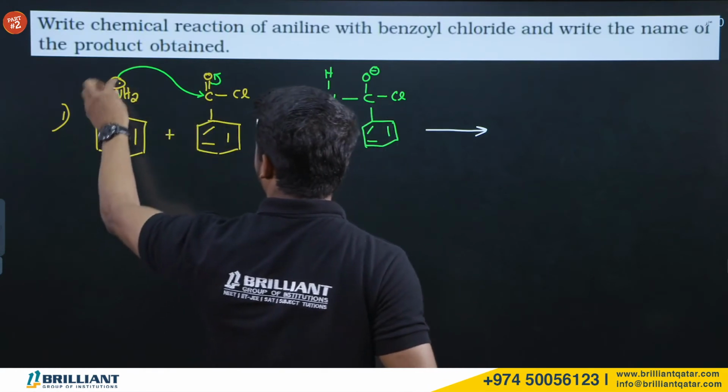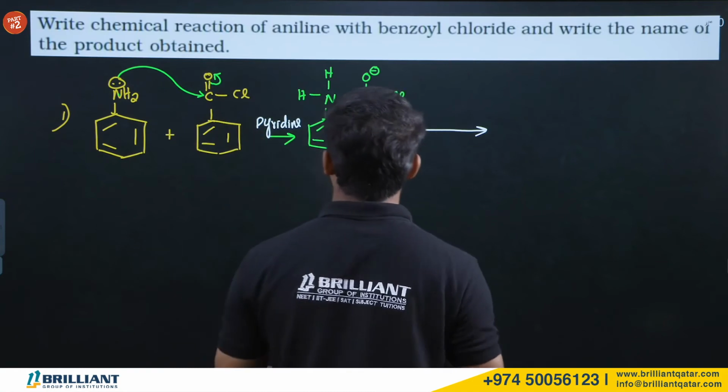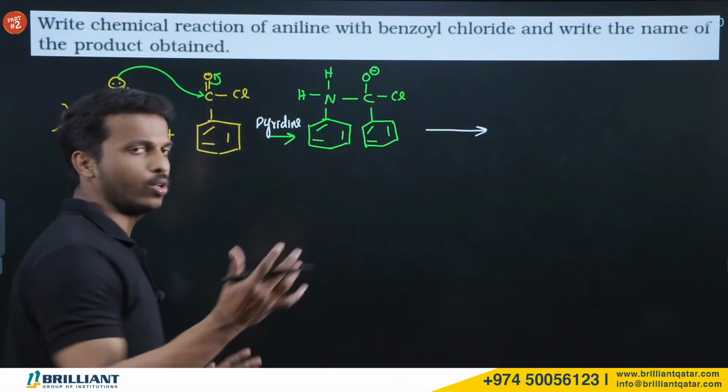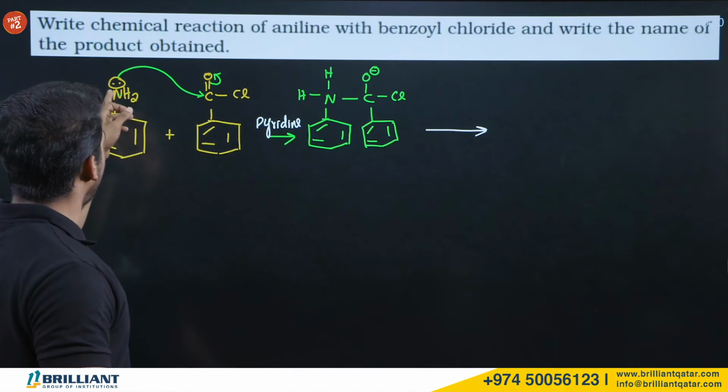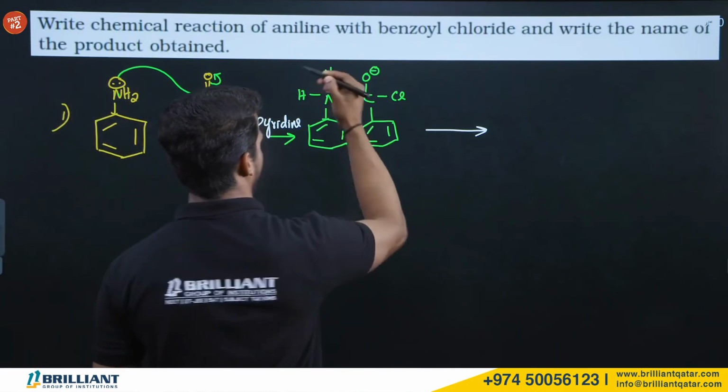Now dear students, aniline is reacting with benzoyl chloride. The nitrogen donated the lone pair and attacked the carbon, so the O becomes O minus. Everything is okay. Now in the last step, one more thing is missing here. Nitrogen donated the lone pair, so nitrogen will get a positive charge.